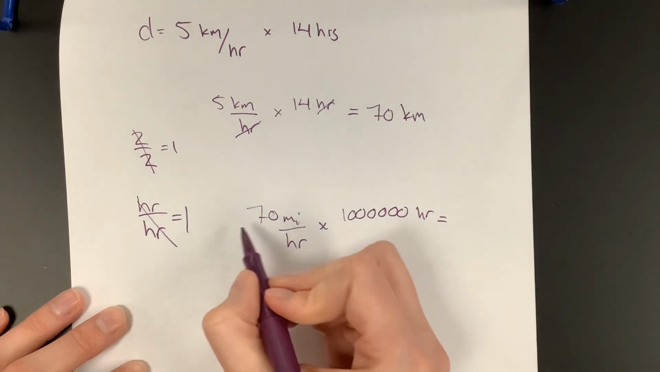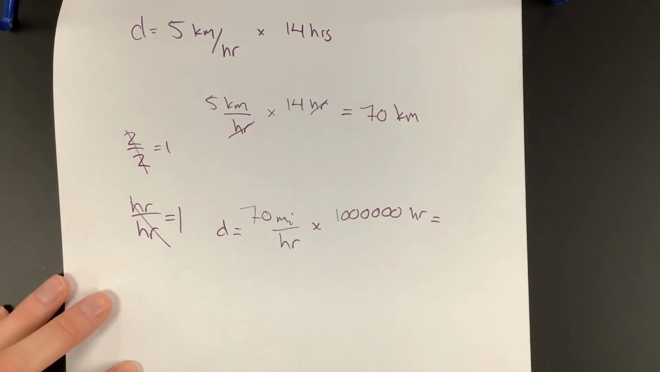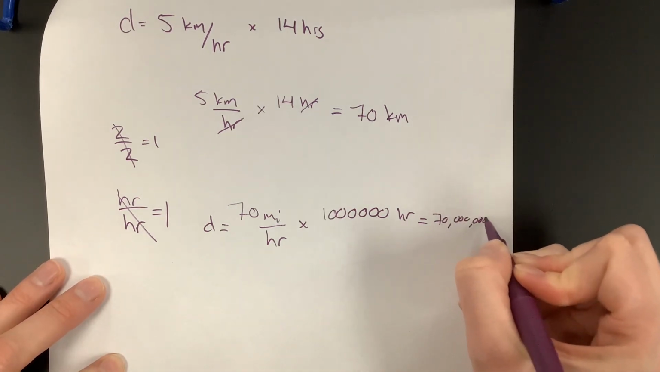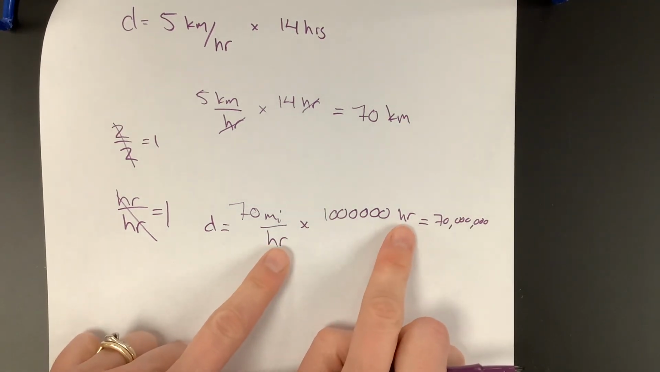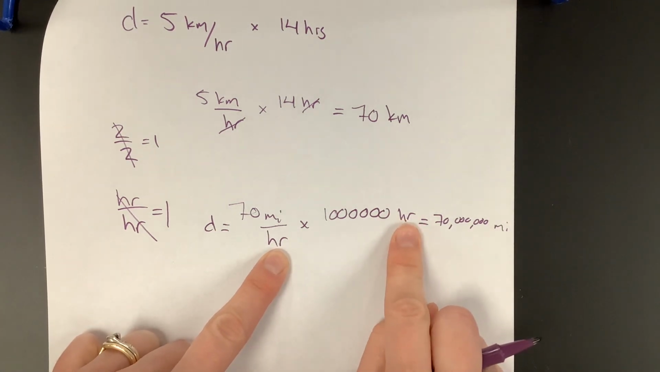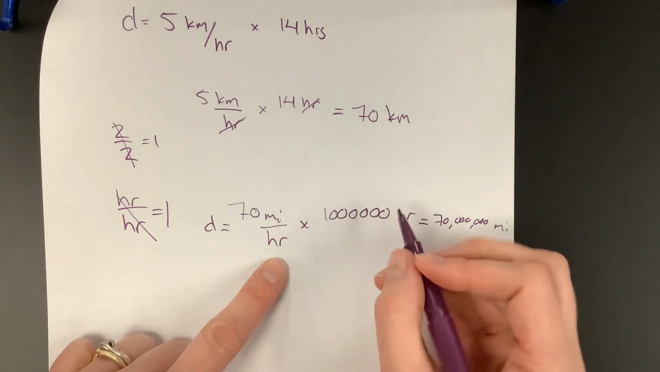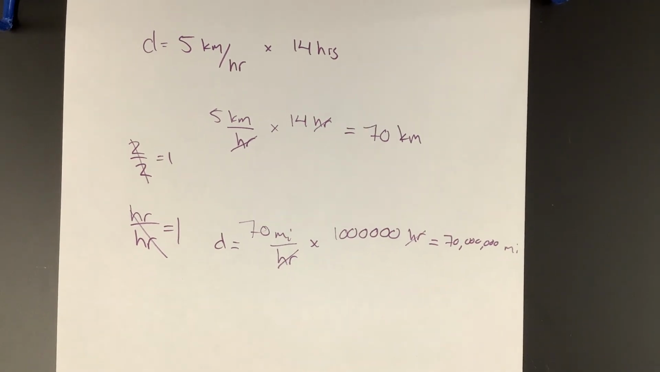You're solving for distance. How far would you be going if you went 70 miles an hour for 1 million hours? What would your answer be? 70 million what? Miles. You're solving for distance, so it makes sense that it would be miles. Check your units. Let's make sure that the math works for the units. Hours in the top of a fraction, hours in the bottom of a fraction. That means hours is divided by itself. Hours divided by hours cancels. Any questions on that? Math on units? No? Okay.